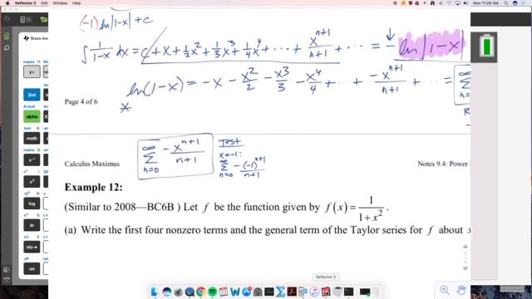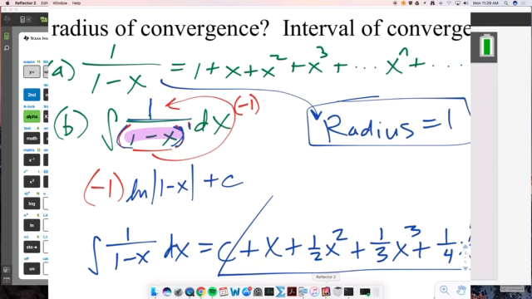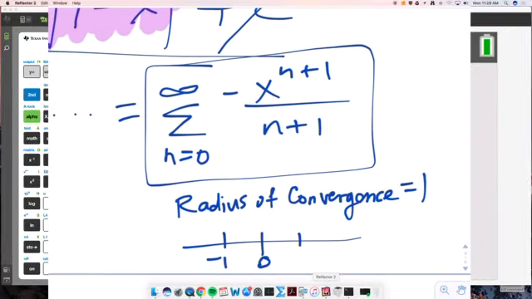Thank you. All right. While she's talking, just remember, since we modified a geometric series, the radius was 1. The radius is still 1.